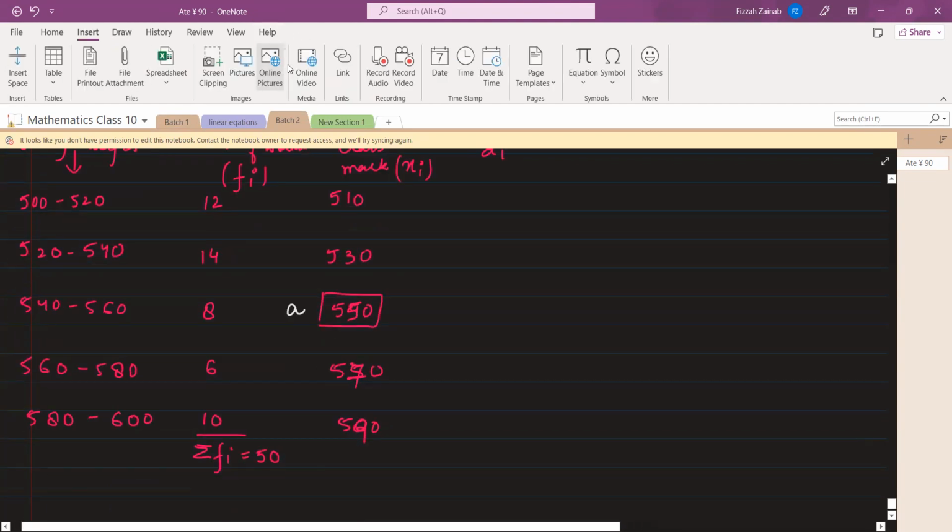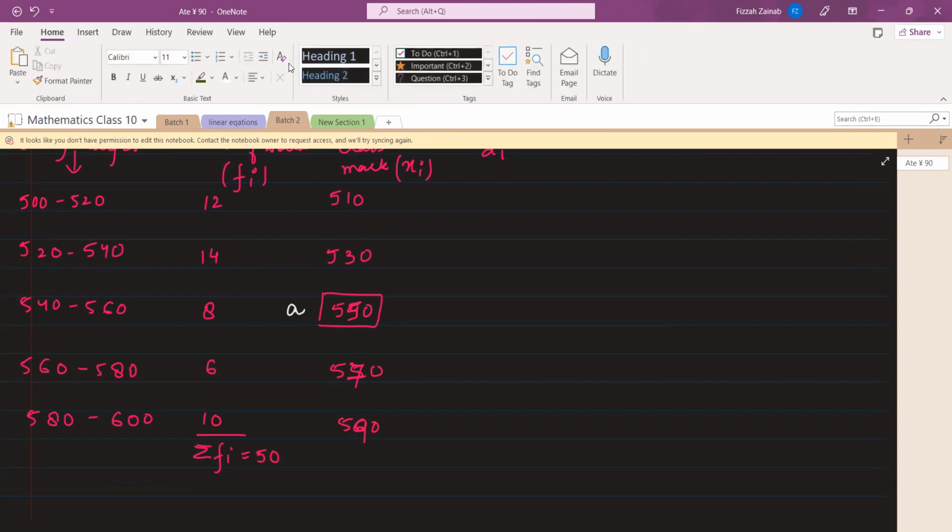Your Di is nothing but Xi minus A. Find it now. So Di is equal to Xi minus A. So 510 minus 550, minus 40. 530 minus 550, minus 20. 0. And 570 minus 550, so 20. And 590 minus 550 is 40. Clear? Now the next column is Ui, which is nothing but this Di, which you have already found, divided by h. h is the size of the class. What is the size of the class here?